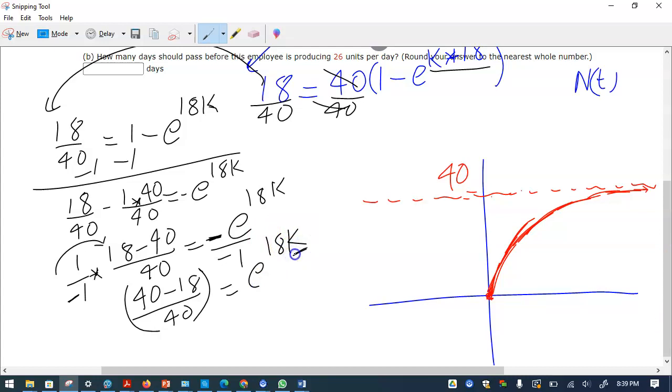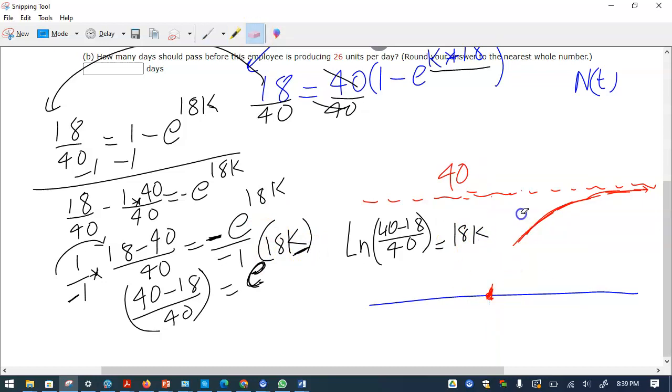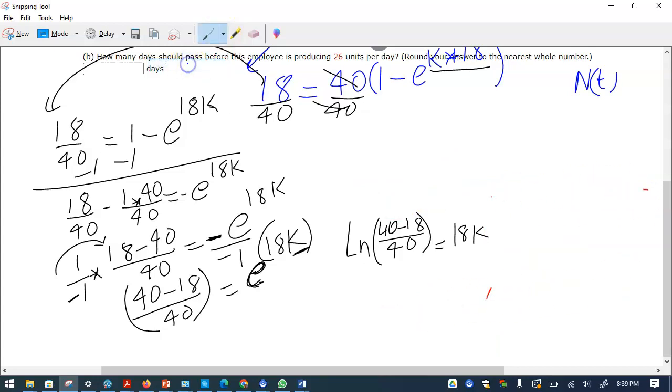Now you want to change from the exponential to the logarithmic function. So ln of (40 minus 18) divided by 40 equals 18k, because the input right here becomes the output. Then you can divide by 18, and this 18 goes away.